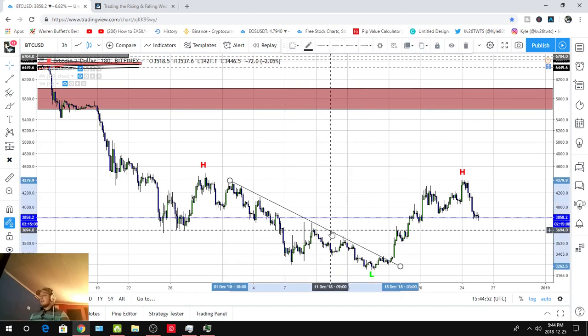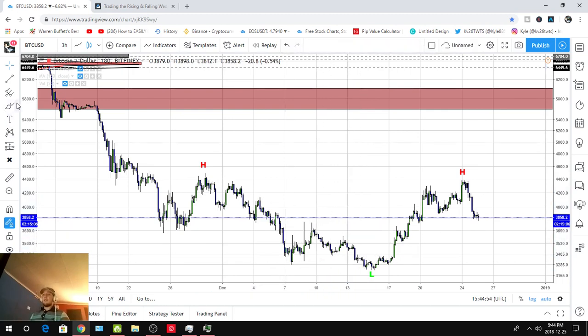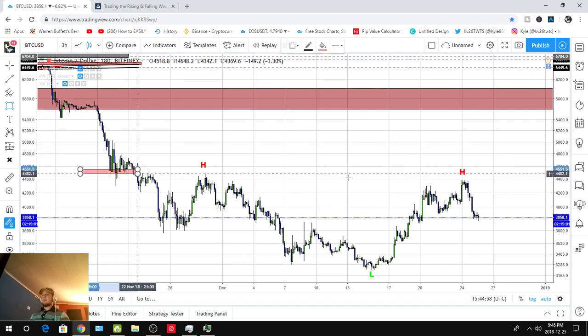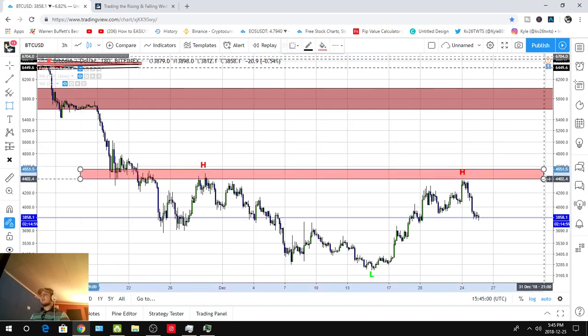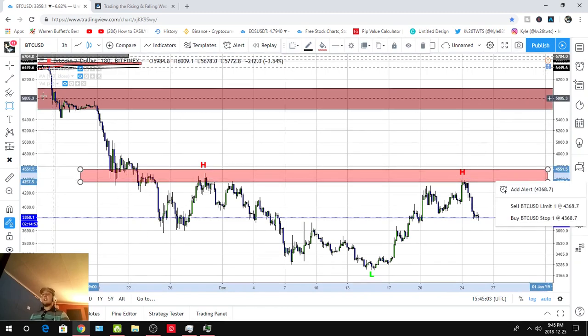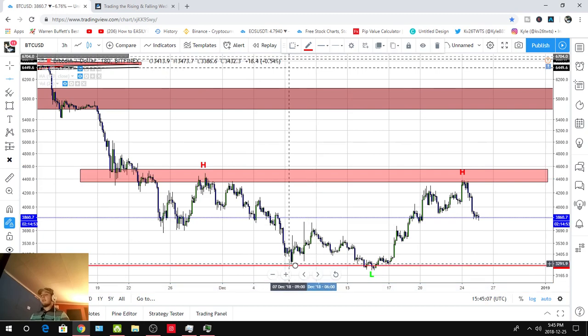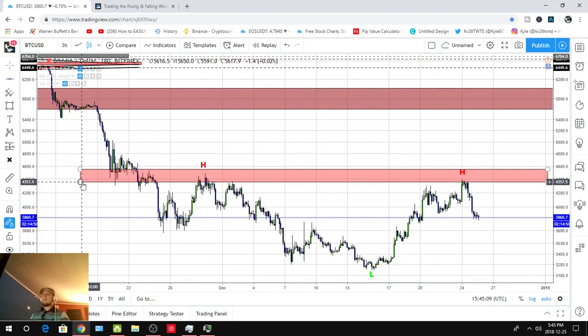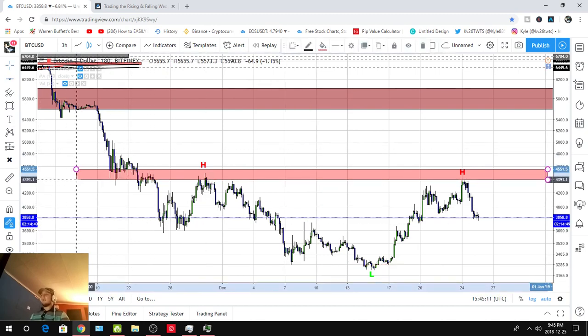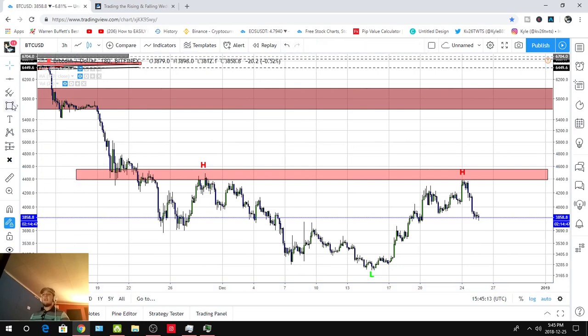Now we've identified our low points and high points, guys. Now let's put our lines across. Like I told you, I use zones, but you can use lines if you really want to. Now let's quickly do that. There we go, more or less there. And let's quickly put in the supports.